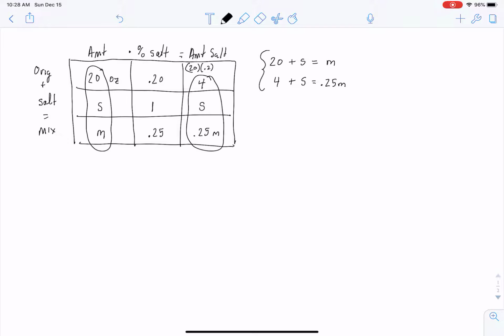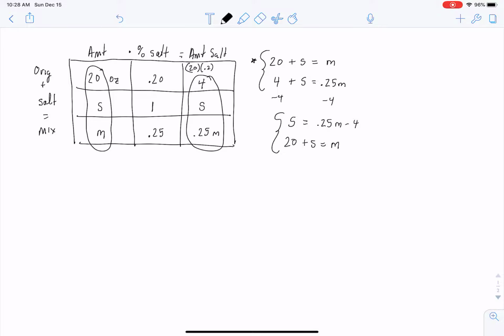Couple ways we can do this. One, we could use elimination. We could use substitution. We always use elimination. Let's use substitution on this one. So let's transform this bottom equation. I'm going to subtract 4 from both sides, and I'm going to get S equals 0.25 M minus 4. And the top equation right here, I'm just going to bring that down: 20 plus S equals M.